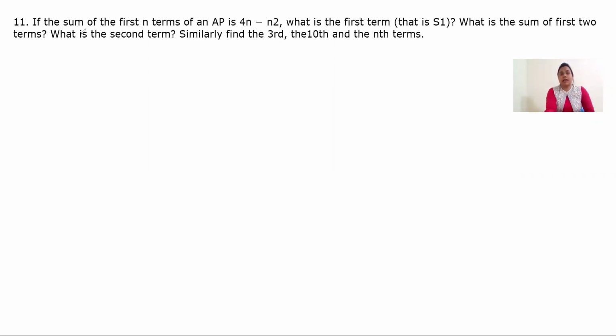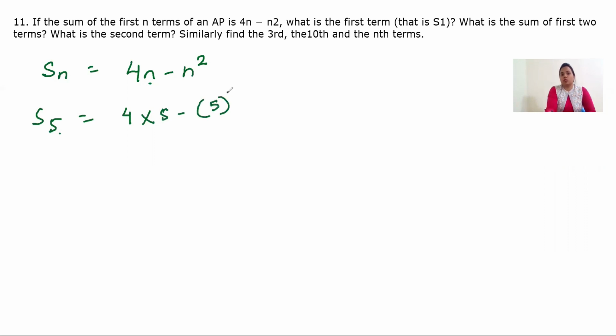So first, the sum of the first n terms is given. That means Sn is equal to 4n minus n square. This thing is already given. Sn is given, it means we can substitute any value of n and we can find the sum directly. Suppose I have to find the sum of 5 terms. So I can simply find S5 that is equal to 4 into, instead of n, I'll write 5, 4 into 5 minus 5 square. I can simply find any sum for any value of n.